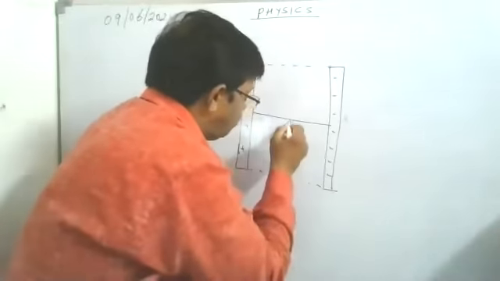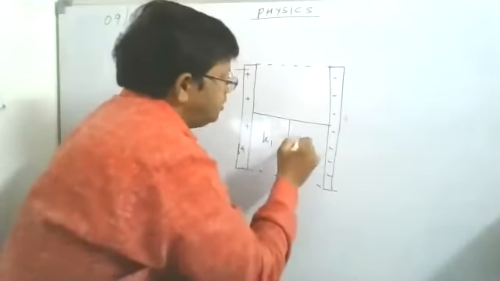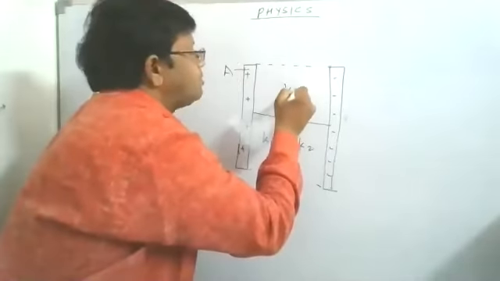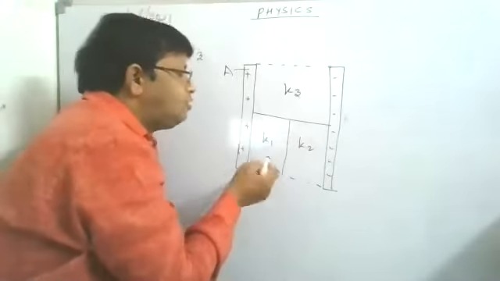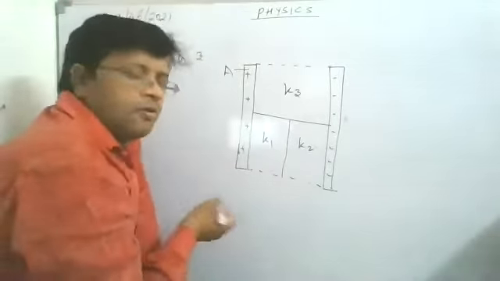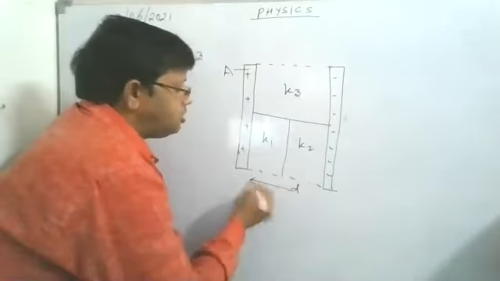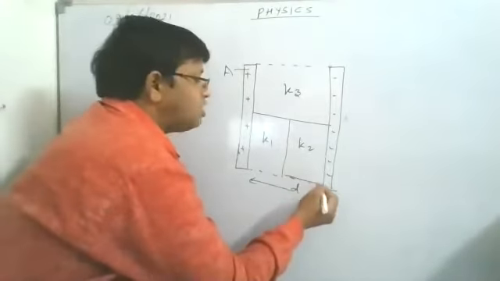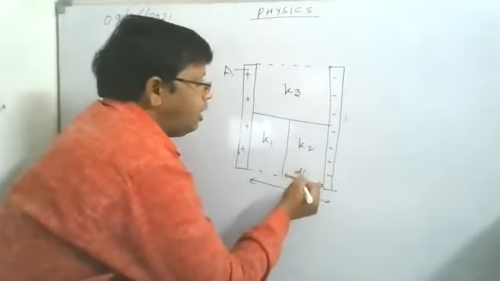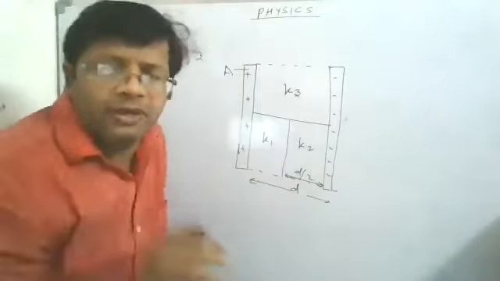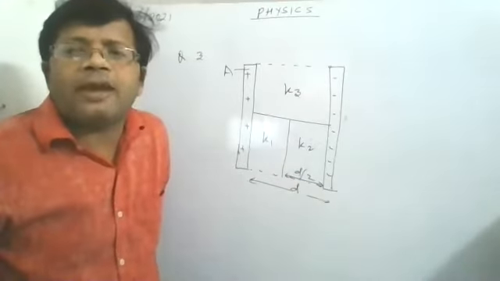Tell me, all of you. This is K1, this is K2, K3. Yes, beta, how many total dielectrics? There are 3 dielectrics. What is the separation? This is D. Total separation is D between the two plates. And this separation is D by 2. It means that this separation is also D by 2.